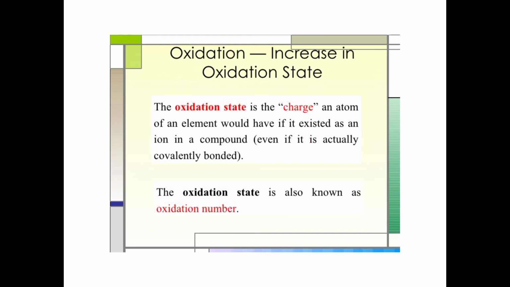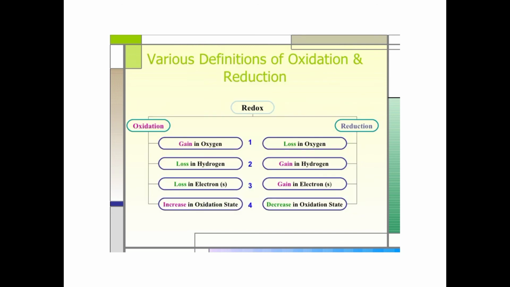Another definition: oxidation is an increase in oxidation state. The oxidation state is the charge of an atom of an element as an ion in a compound. It is also known as oxidation number. I hope you know how to calculate oxidation number.